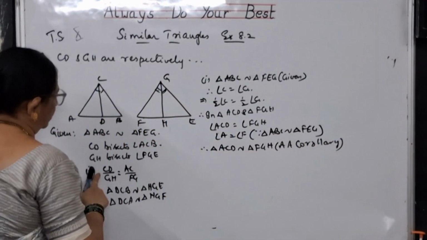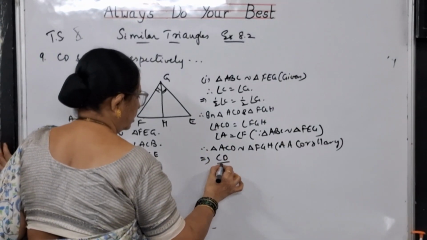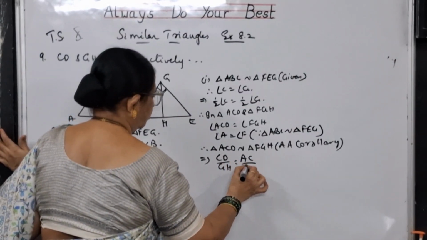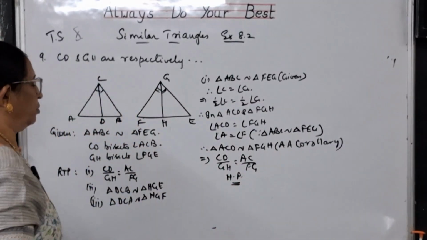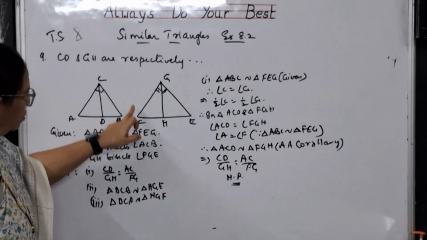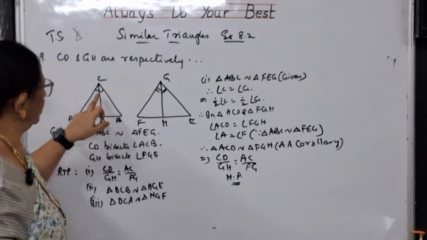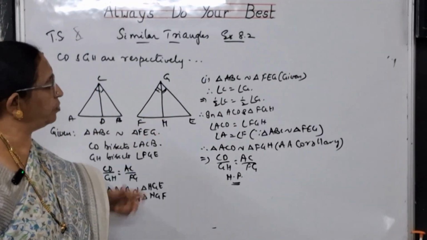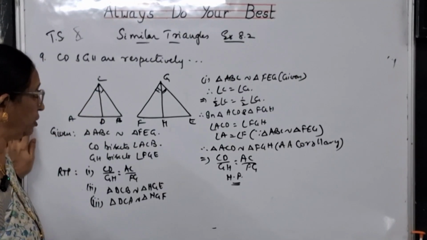When these two triangles are similar, what does this imply? This implies CD by GH is equal to AC by FG. So the first bit we have proved. I hope I am clear, children. By taking what is given to us, triangle ABC is similar to triangle FGE, we can say the corresponding angles are equal. So angle C is equal to angle G. But half of angle C will be equal to half of angle G. Half of angle C is angle ACD. Why? Because CD is the bisector, they have already told.